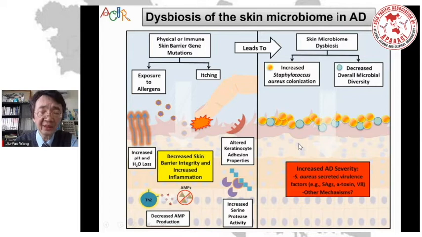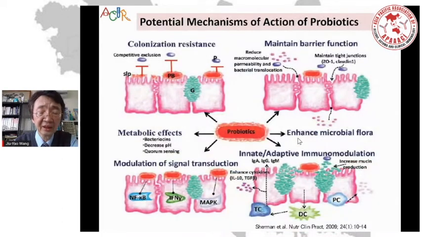But the question is, if we change the microbiota, is it possible we can decrease the symptoms of atopic dermatitis? One of the possibilities, also called an intervention, is using so-called probiotics. And the probiotic effect for our GI health is really well documented.